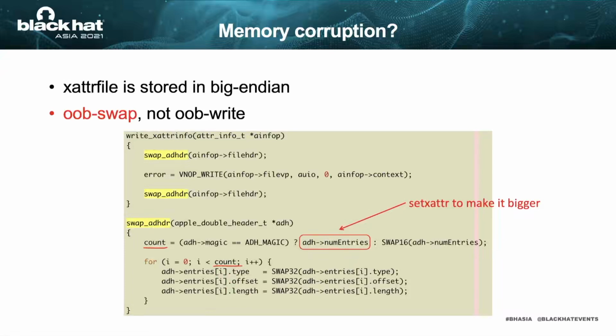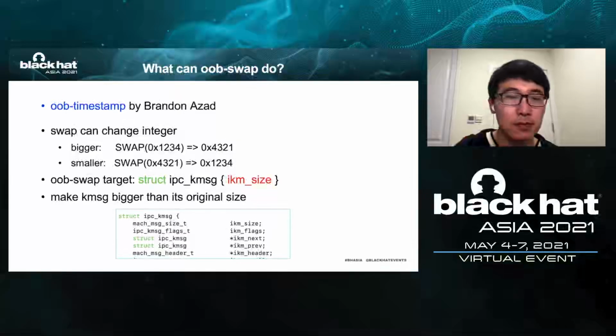Back to this function, there is a for loop. The loop count comes from the header, and we can modify the data in the header arbitrarily. So we can control the loop count of the for loop. Next, we can turn the loop count into a very large number, such as 1 million, and the for loop will continue running. And then we get an out of bounds. However, this is not an OOB write, it is just an OOB swap. What can an OOB swap do?